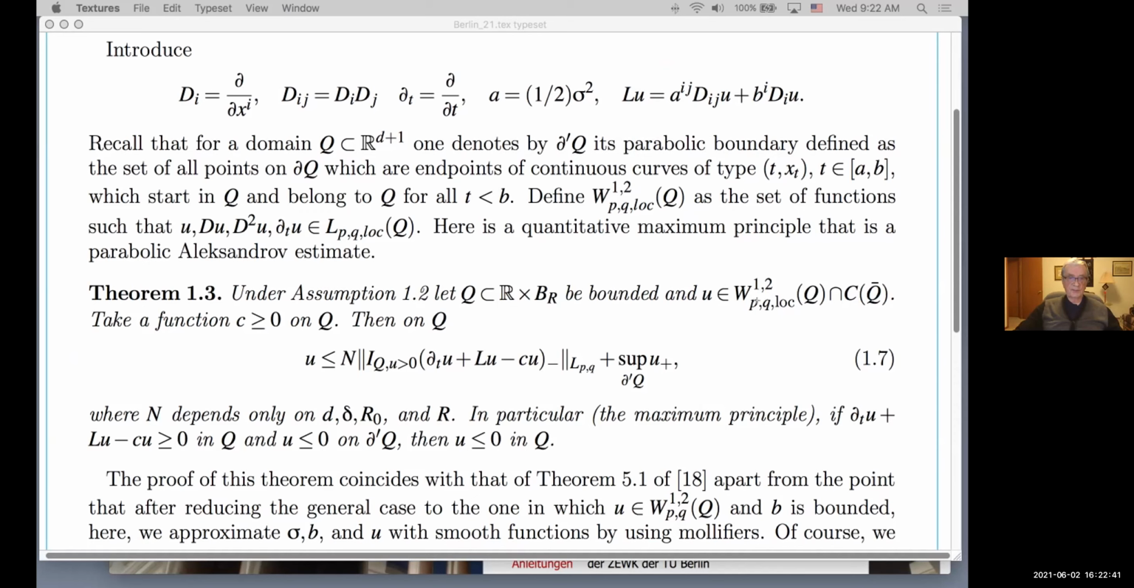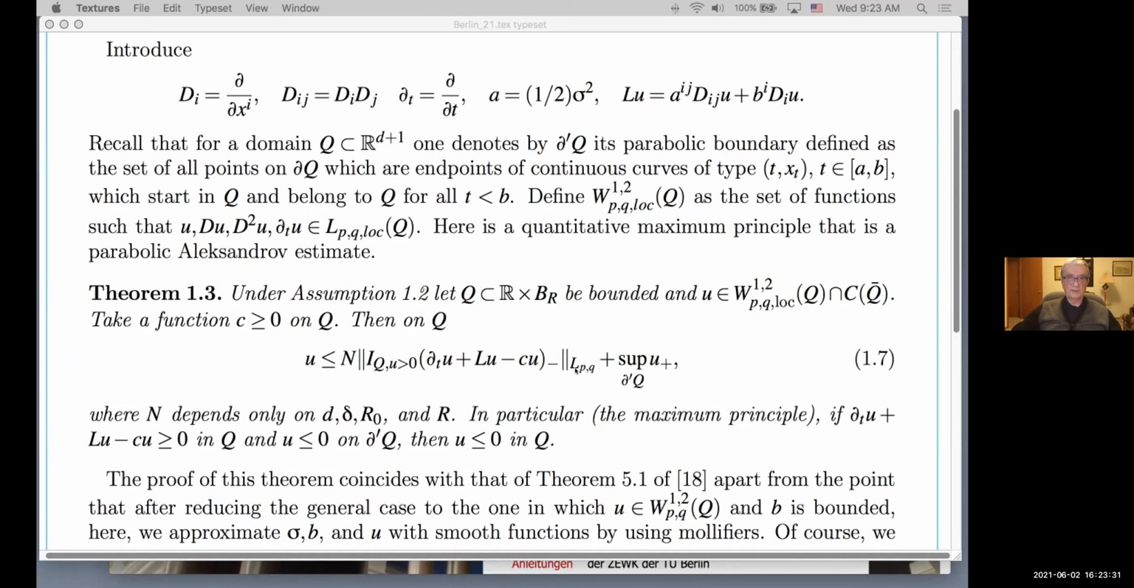So this p, q are different from the ones which were in condition 1.4, p_0, q_0. The pair (p,q) is in this space, and c is a measurable function bigger than 0, no other condition. Then what we have is that u is less than this quantity.